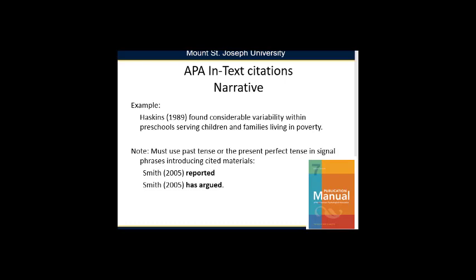Narrative citations are often used to begin the sentence or phrase. Here is an example. Haskins, 1989, found considerable variability within preschools serving children and families living in poverty. The author's last name is Haskins, and the year the article was published was 1989. It is not a direct quote, and so no page number is needed.